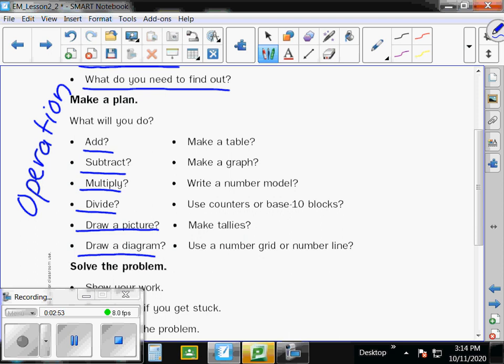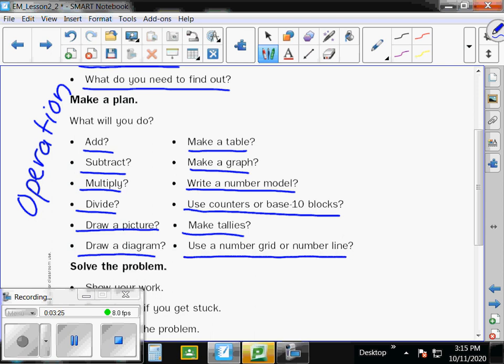Sometimes diagrams might confuse you, and you might say, I don't like these diagrams. And others of you might go, whoo, boy, that diagram really helped me. So we're going to find those strategies that work best for you. Sometimes you might need to make a table, or you might need to make a graph. Sometimes you might need to write a number model. Really pay attention to the directions if the teacher or if the problem asks you to write a number model. Maybe you might be using counters or base 10 blocks to help you solve. Maybe you're making tallies. Maybe you're using a number grid or maybe a number line. Okay, so you kind of got to develop a plan for what you're going to do.